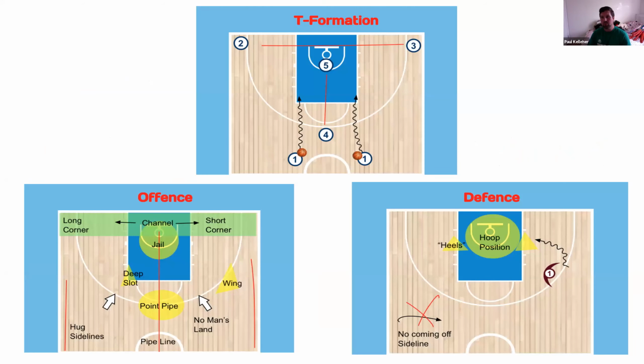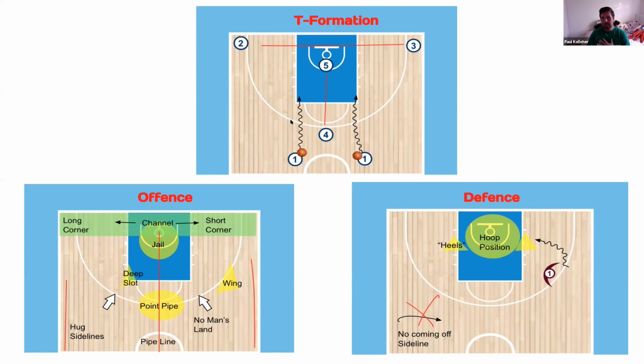Here are our diagrams. When we talk about the T formation, as you can see in the top one here, the 4 is at the point pipe, 5 is in jail, and 2 and 3 are in the long corners. For us, the reason there are two 1s there is it allows our point guards, or whoever's bringing the ball down, sometimes it's our 2, to get to whatever elbow they want. We want to try and create space. Some people will trail their 4 or 5 to the slot here, and then their 1 is here.